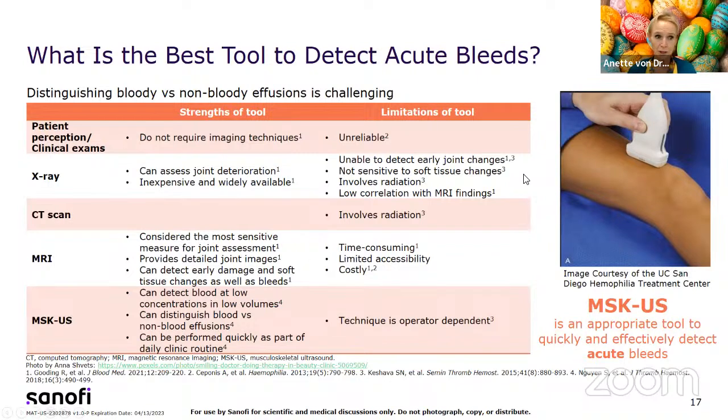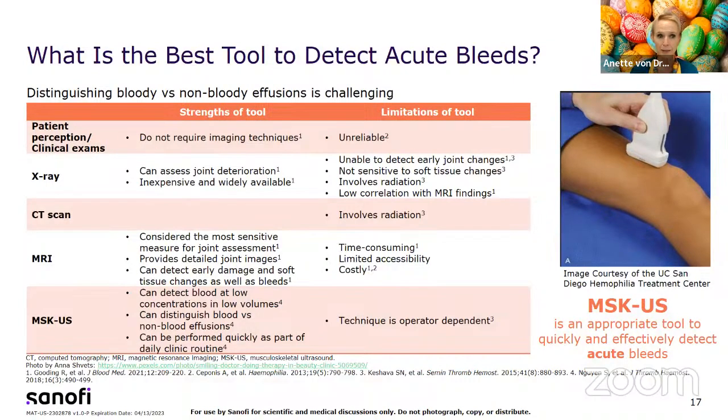So in terms of imaging, we do have X-rays, but they cannot really detect bleeds. They are very insensitive to bleeds, to soft tissue changes. They can assess joint deterioration as it comes to cartilage and to bone health, but really not much more. It also involves the radiation, although the radiation of an X-ray is really low. Then there are CT scans that can show bleeding, but it involves quite some radiation, and so that shouldn't be done very often to a joint.